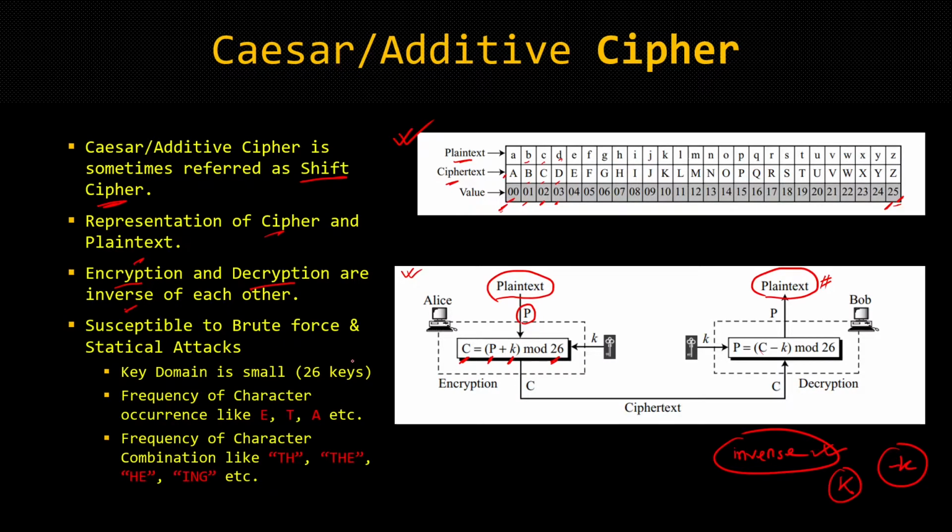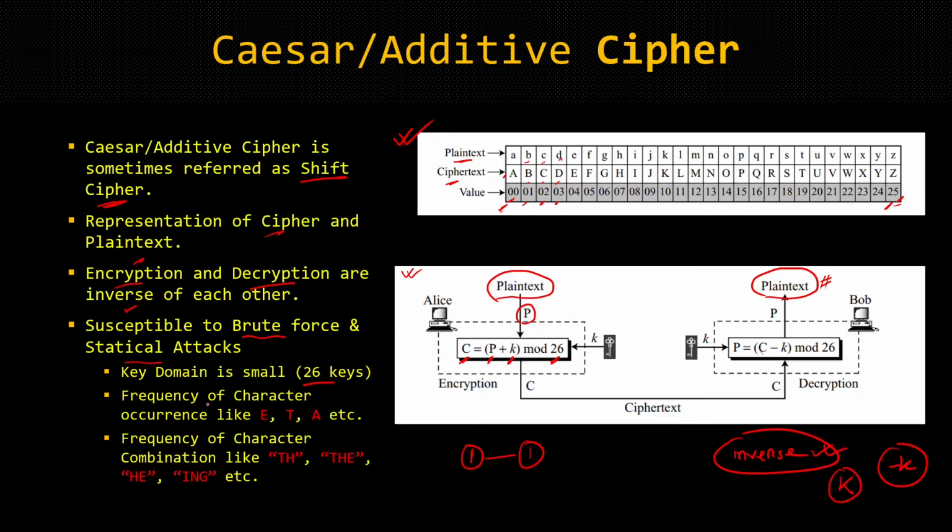Now let us see what attacks this method, this Caesar cipher or additive cipher, can have. This Caesar cipher is susceptible to brute force or statistical attacks, right? The key domain is very small, which is why it is susceptible to the brute force attack. Attackers can also launch statistical attacks, because in this Caesar cipher one character is always changed to the same character in the ciphertext. So this has a one-to-one relationship, right?